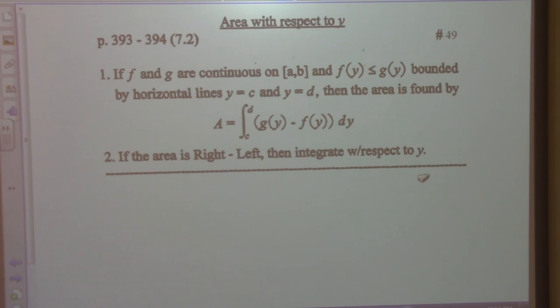Now we're to note card 49, so that was really fast. It's the same principle. But this is something that's called area with respect to y. And let me show you what that looks like.